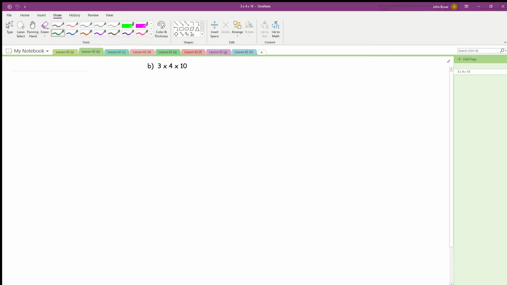So we're going to go ahead and do 3 times 4, and that equals 12. Now we're going to take 12 times 10. And all we've got to do for that, since this is a multiply by 10, is we need to write 12 and add a 0. That 0 goes there. So our answer is 120.